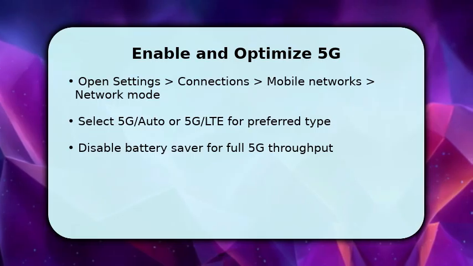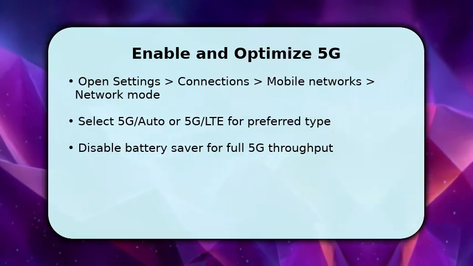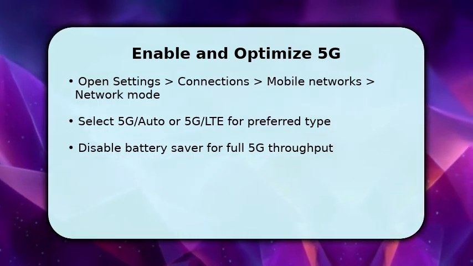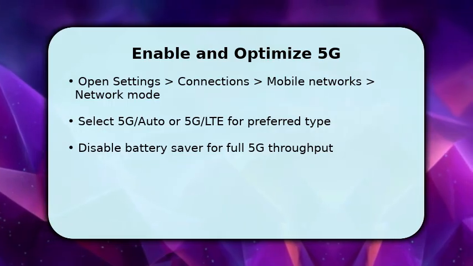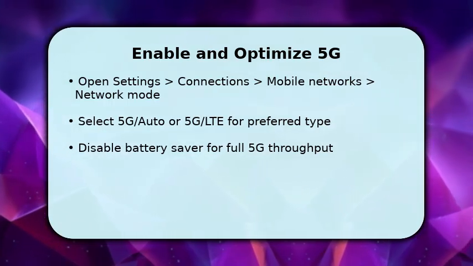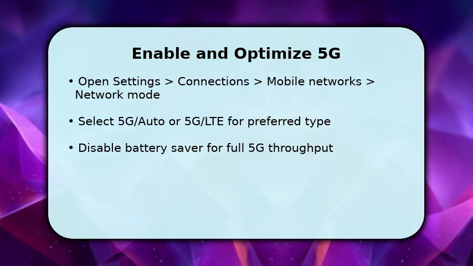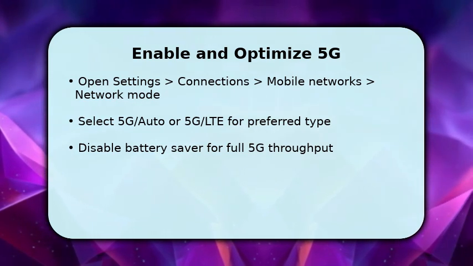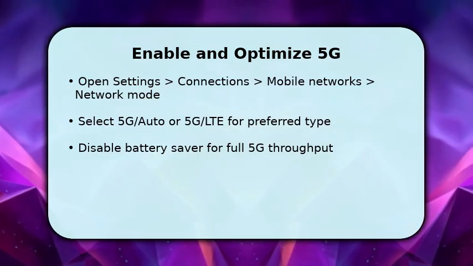Once done, disable aggressive battery saver modes because they throttle the modem and reduce throughput. Also, check APN settings match your carrier. Mismatched APNs can block data. If you plan tethering, enable mobile hotspot and choose 5 GHz Wi-Fi for fastest backhaul.